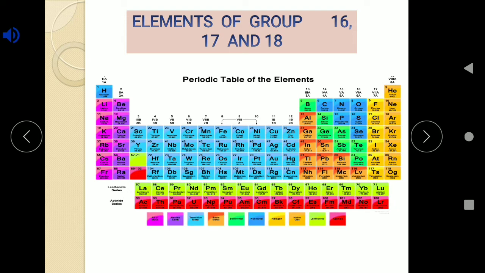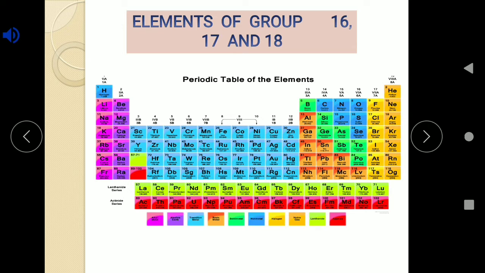In that session, we learned about the methods of preparation of oxygen, the physical properties of oxygen, the chemical properties of oxygen, as well as the uses of oxygen. We also learned about simple oxides and the types of oxides along with their examples.